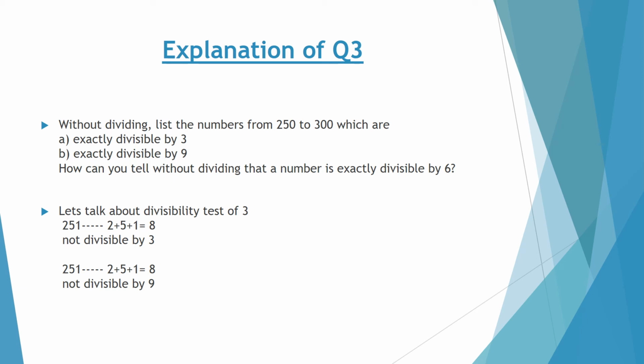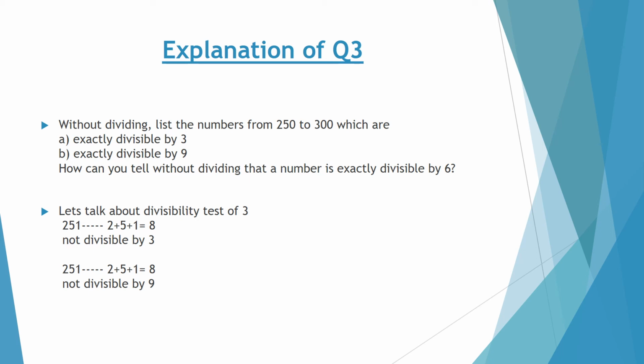When we studied the test of divisibility, the test of divisibility by 3 is done by adding all the digits, and if the sum is divisible by 3 then the whole number is divisible by 3. Same for divisibility by 9 as well. But for divisibility by 6, if the number is even, and if the sum of its digits is divisible by 3, then it is divisible by 6 as well.